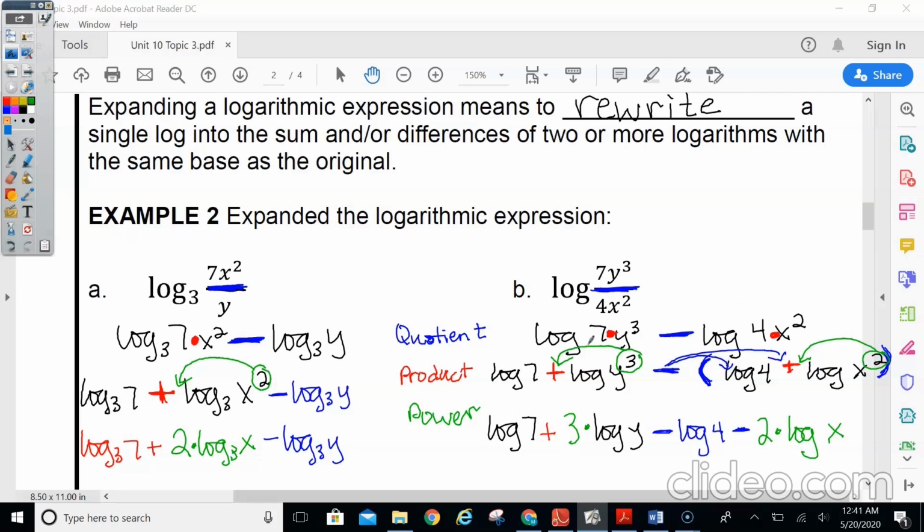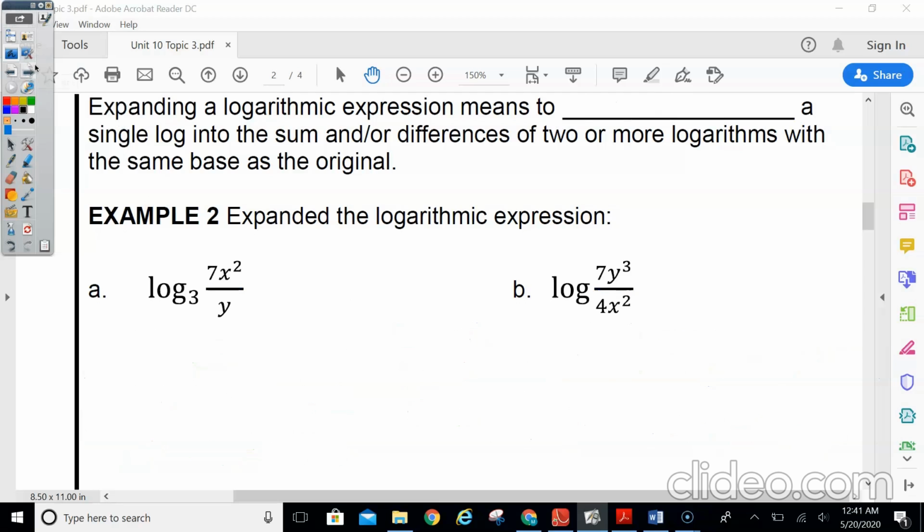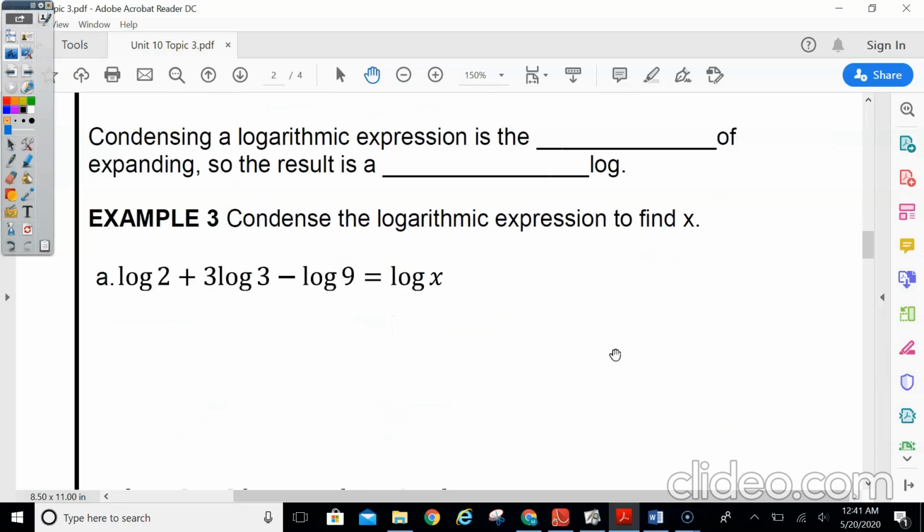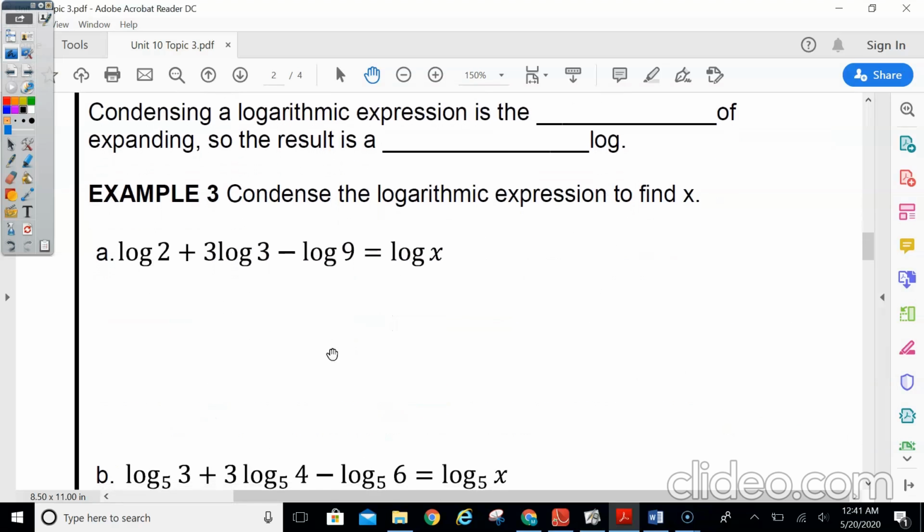Okay, so again, that really doesn't help us much, with the exception of being able to go backwards. That's really the only point of being able to expand, is so that when you have to go backwards, you know where they came from, because we're going to have to go in reverse order when we condense. Okay, so looking at the bottom ones, when we condense this log, it's going to help us solve for x. So condensing a logarithmic expression is the opposite of expanding.